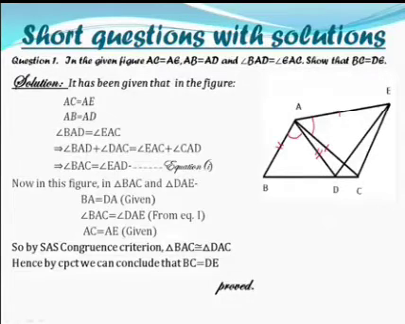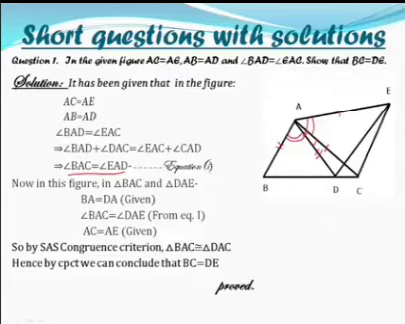Now, if we add this common angle to both sides of the equation, then its equality would not be affected. So, adding angle DAC to both sides of the equation, we get angle BAC is equal to angle EAD. This means that this whole angle would be equal to this whole angle.